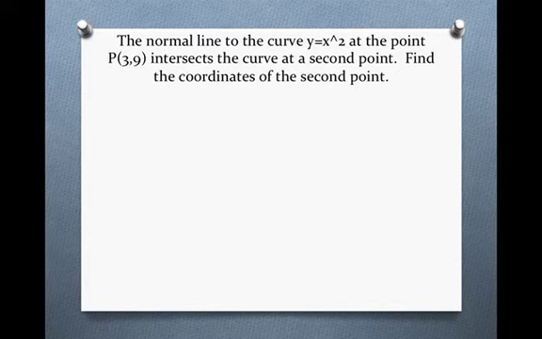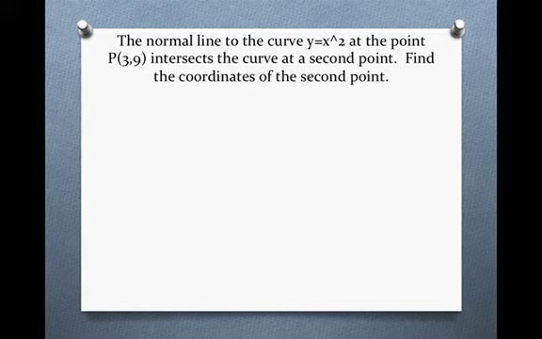Here is our final example, and we're going to bump up the difficulty a notch. What we're going to do is find the normal line to this curve at this point. And as it turns out, this normal line will intersect the curve again at a different point, a second point. So find the coordinates of this other point.